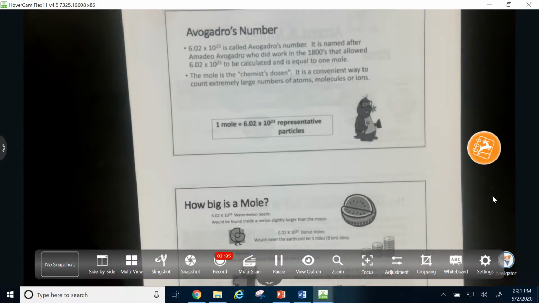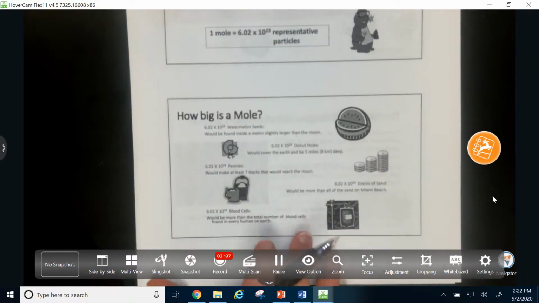All right. The next slide, you don't have to know or write down, it's just to give you an idea of how much stuff is actually in a mole. The atoms are so small that in order to get a quantity that we can work with, we need to have a large amount of it. We have to have a lot of those things, 6.02 times 10 to the 23 to be specific.